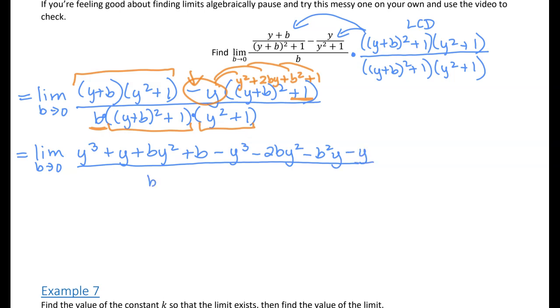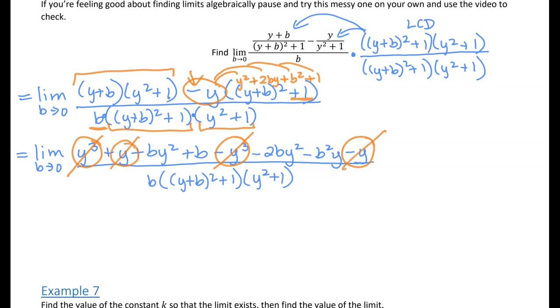Big and long, but this next step is the fun one where you get to cross a bunch of things out. So let me just jot down this denominator once again, and we'll start looking for those. I see a y cubed, and one of them is negative, so that adds up to 0. I see a y and a minus y, that adds up to 0. None of the rest cancel, but I do see some like terms. I have a plus by squared minus 2by squared. So I can combine those. So let me just write this again.